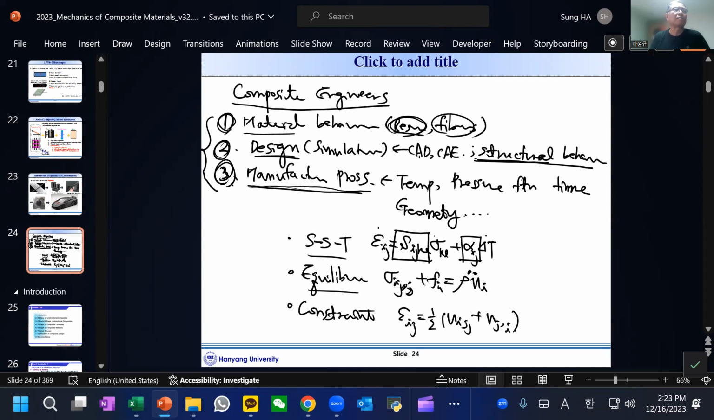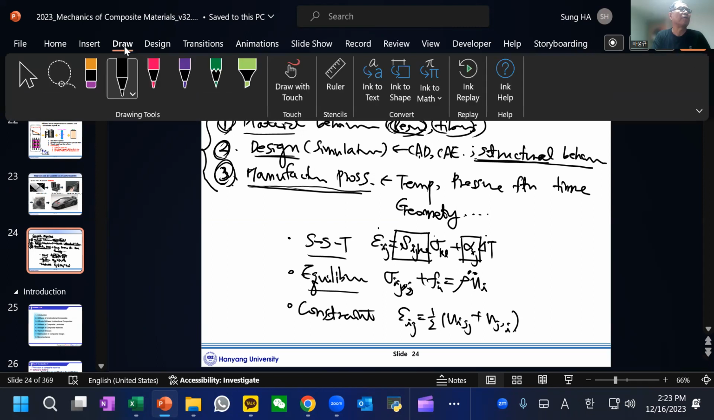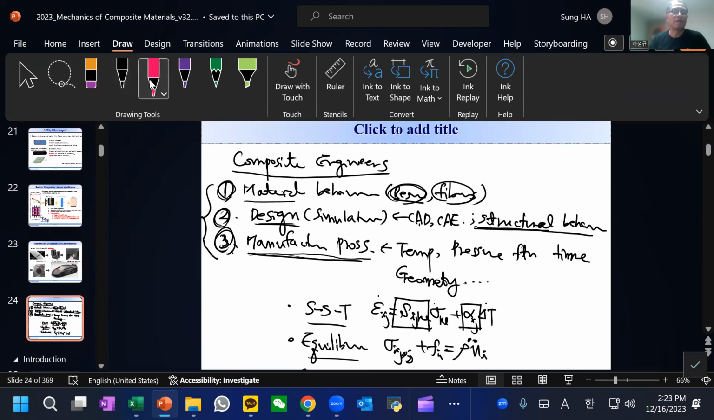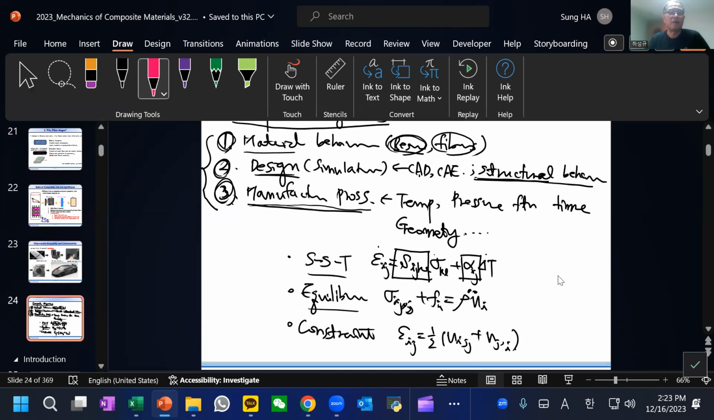But now these three points are all about the mechanics, or elasticity. You heard many times elasticity, right? Elasticity. What is elasticity versus structures? There is not a big difference.